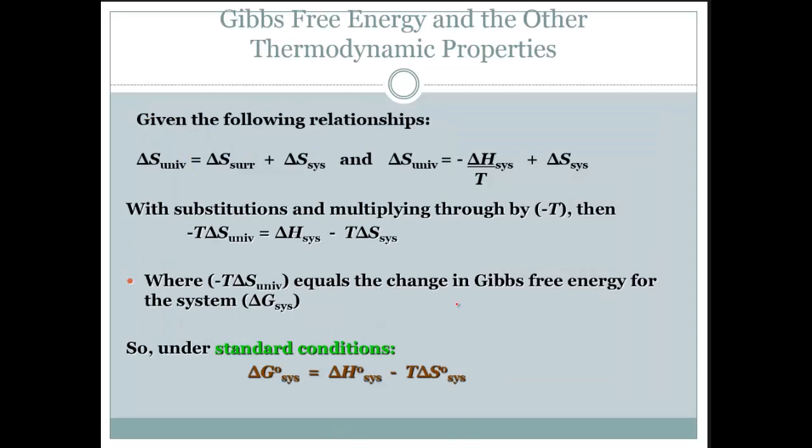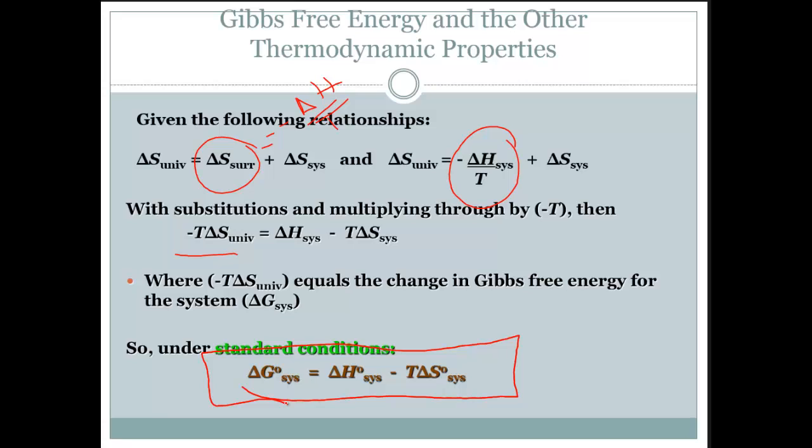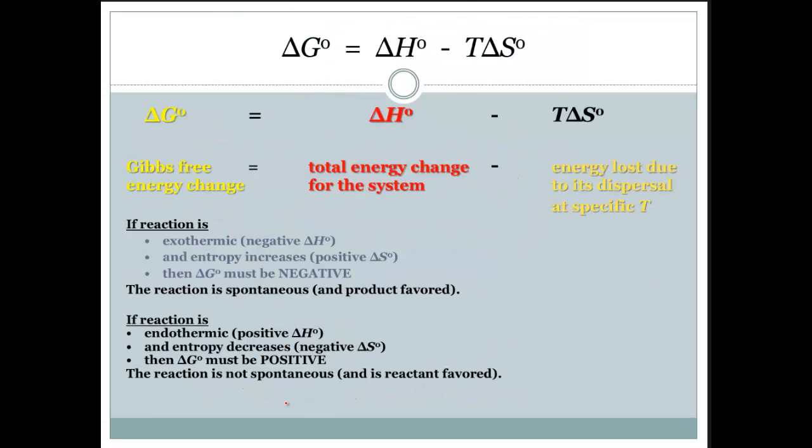Given the following relationships, delta S of the universe is equal to delta S of the surroundings plus delta S of the system, we know that delta S of the surroundings is equal to negative delta H over T. We can then substitute that into the equation. With substitutions and multiplying through by T, we find negative T delta S of the universe is equal to delta H of the system minus T delta S of the system, where negative T delta S of the universe equals the change in Gibbs free energy for the system. So under standard conditions, delta G of the system is equal to delta H of the system minus T delta S of the system. Let's explore these numbers a little bit further.